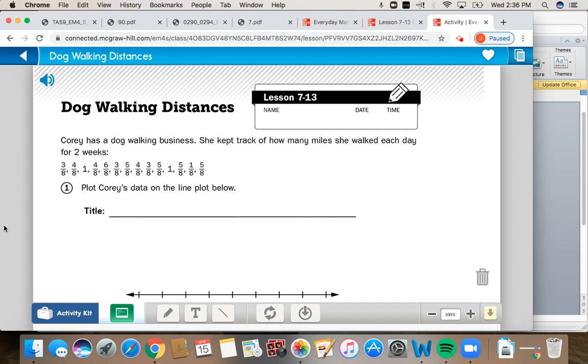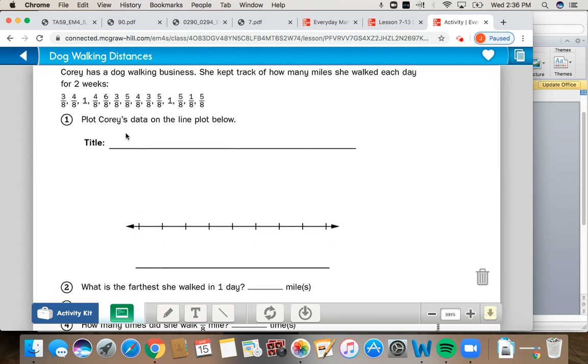Follow along with me. Dog walking distances. Corey has a dog walking business. She kept track of how many miles she walked each day for 2 weeks. And here are my measures. And now I need to plot Corey's data on the line plot below. So they gave us a line for the title. So think about what an appropriate title would be for this data.